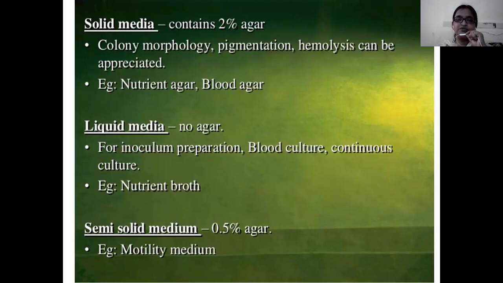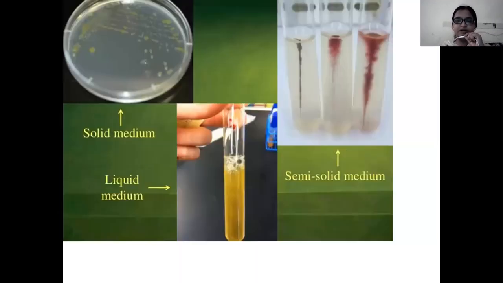Liquid media is used for inoculum preparation or blood culture or continuous culture. An example is nutrient broth. And the third category is semi-solid medium. It consists of 0.5% agar. An example is motility medium. Treponema pallidum motility can be seen in this semi-solid medium.